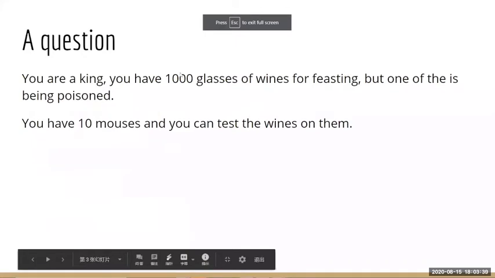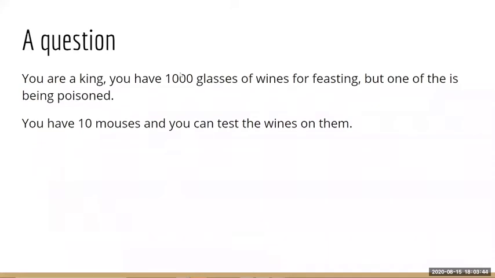So you're a king. You have 10,000 glasses of wine for feasting, but one of them is poisoned. Now you have 10 mice. They can drink as much wine as they want, and you can test the wines on them. Now take a moment to think about how you would use the 10 mice to test which glass of wine is poisoned. You can only give wine to the mice one time, but you can give as much wine as you want to one single mouse.